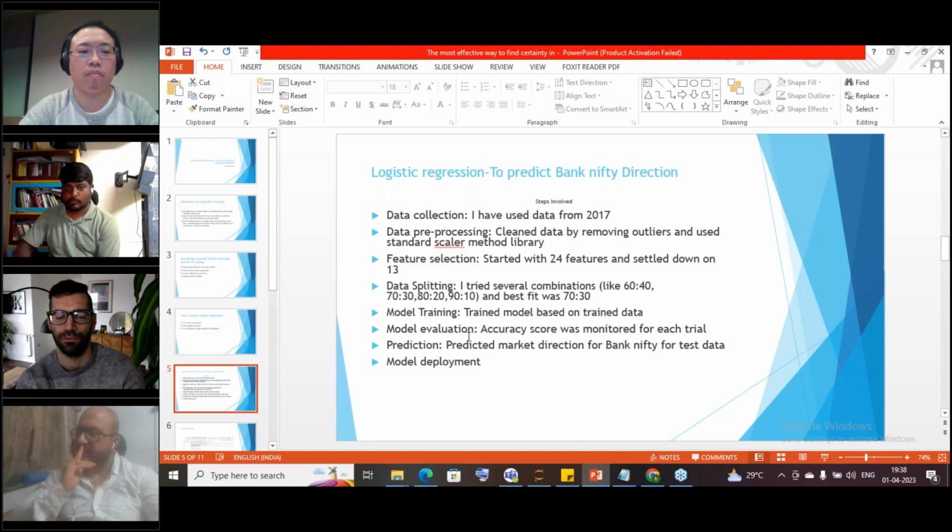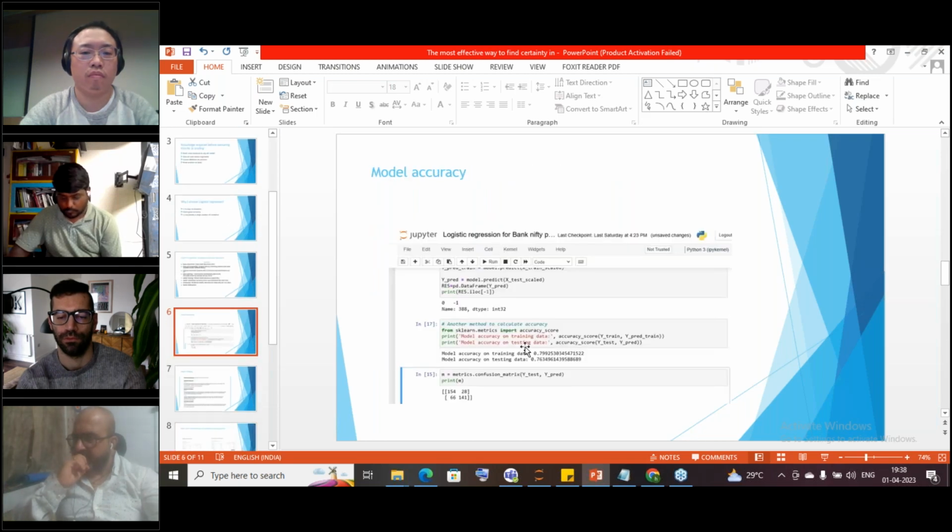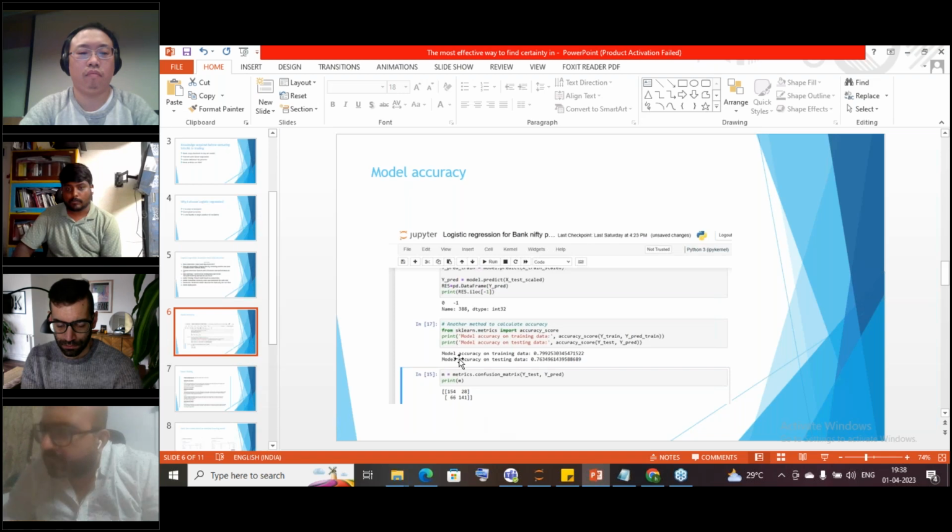Then I have picked accuracy scores for my project, and I had done the prediction as well. On the next slide, I have just given my model accuracy. So basically, for my model, the accuracy is almost 76%. The training accuracy was 79, and the actual testing accuracy is 76%.